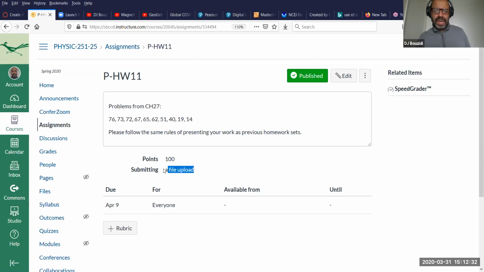And this is a file upload. I take any format that you're going to upload it in. If it's an image, please make sure the image is readable, okay? So that I can read it. If you can't read it, I can't either. So it has to be clear so that we can do this thing in here together.